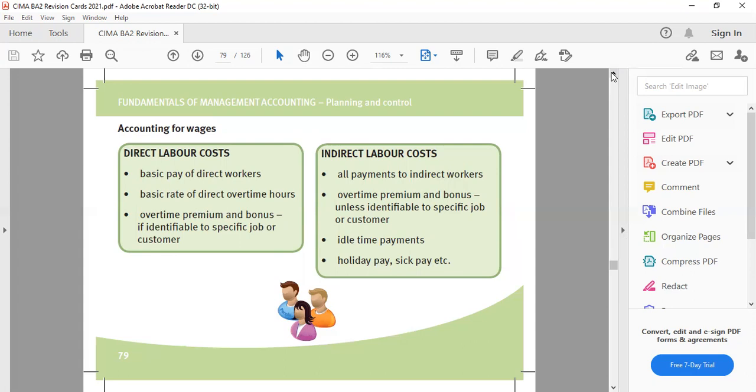Anything to do with idle time. Idle time is they are present in the factory premises, but no production is carried on, like a tea break or lunch break. For that time also they are paid wages, but there is no productive activity carried on. So that's unproductive time. So for that, wages are paid, and that is considered as an overhead. Holiday pay, sick pay, etc. When the payment is made, but productive activity is not carried on.